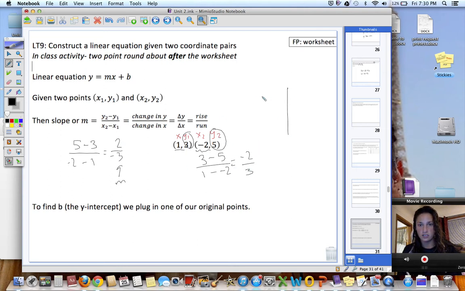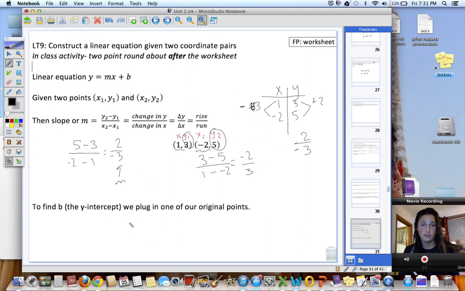Another way you could have done this, like we practiced with our xy, my x's here are 1 and then negative 2. The y's that go with it are 3 and 5. To get from 1 to negative 2, I'm doing minus 3. To get from 3 to 5, I'm doing plus 2. It's change in y over my change in x. So that's all different ways we can do it, but we're just using 2 points. So from those 2 points, we get only our slope. We now need to find our y-intercept.